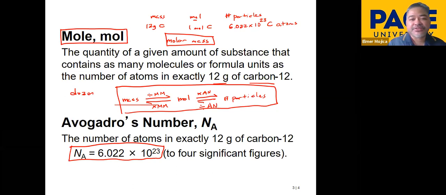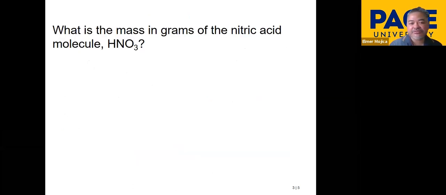Okay, so let's try to solve. I think I have several problems here for the next successive slides, and it's all about going from one expression to the other. Okay, so the first thing that we have here is: what is the mass in grams of the nitric acid molecule?